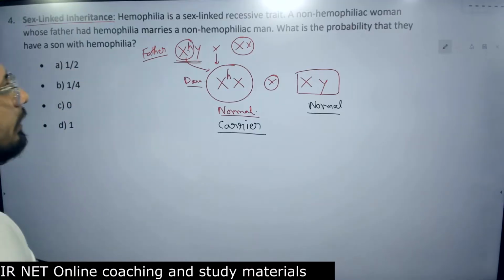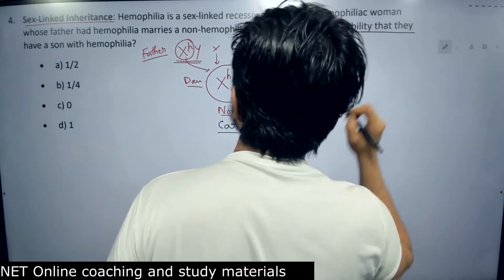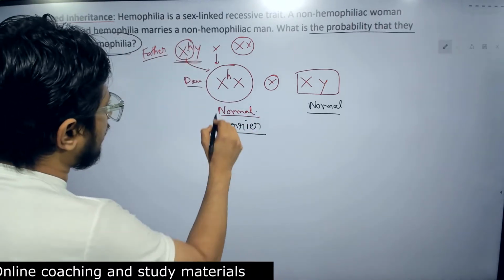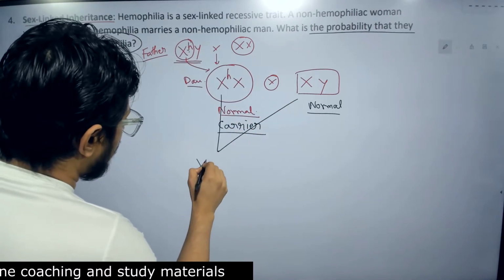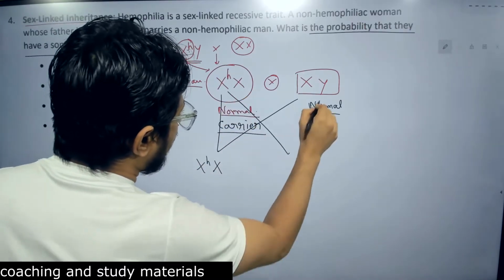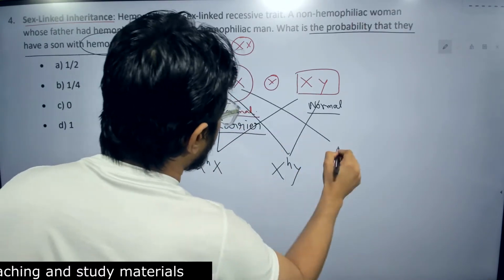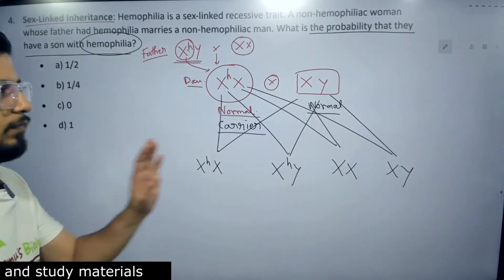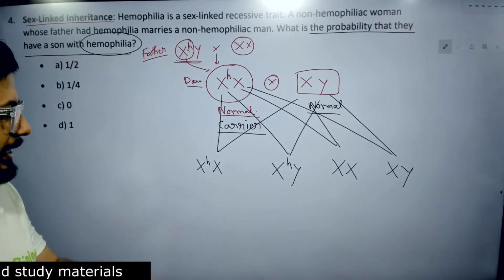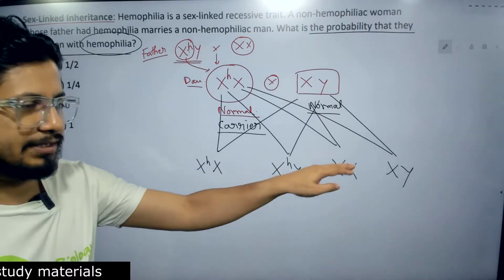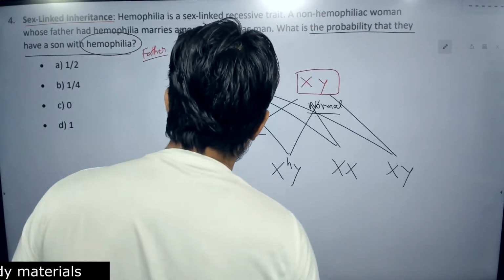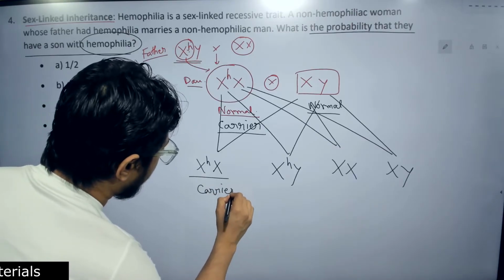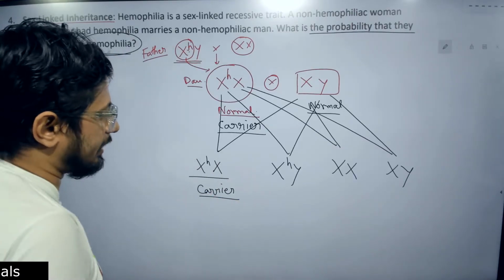Okay? So if that is the cross, what is the probability that they have a son with hemophilia? Now you simply need to calculate. We have XH, X, and XHY, then we have XX and XY. We draw the cross and it looks like this: XHX, XHY, XX and XY. Here you can see clearly that this is a carrier female, but in reality carriers are also normal, not the disease-carrying one.